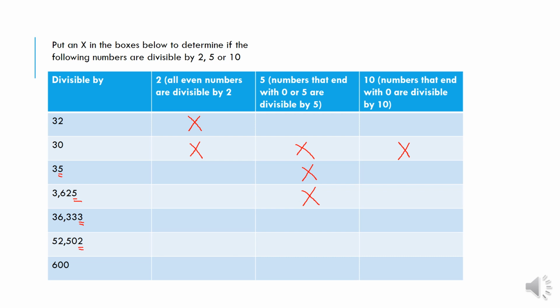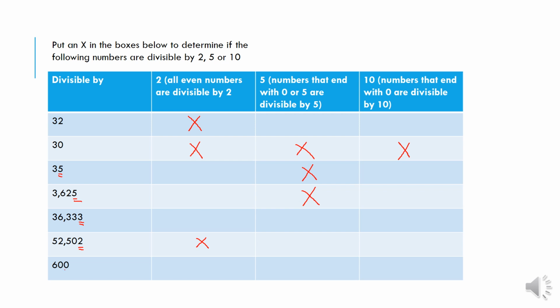52,502. It ends with a 2. 2 is an even number, so it's divisible by 2. It does not end with a 0 or 5, so it's not divisible by 5. And since it does not end with a 0, it's not divisible by 10.